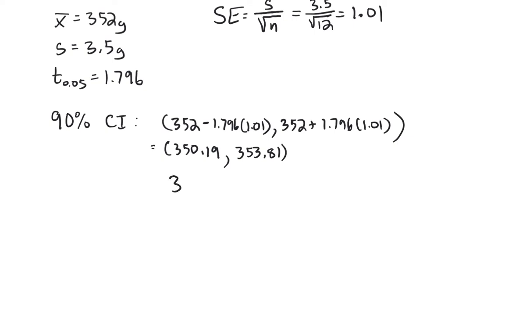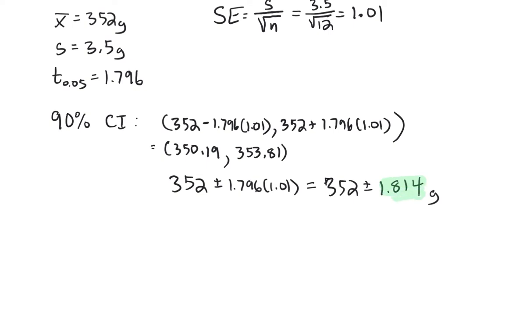the mean, 352, plus minus the margin of error, 1.796 times 1.01. So you'd report that as 352 grams plus or minus 1.814, let's say, grams. So that's another way of reporting it, with kind of margin of error notation. This here, that's our margin of error. Let's do one more example.